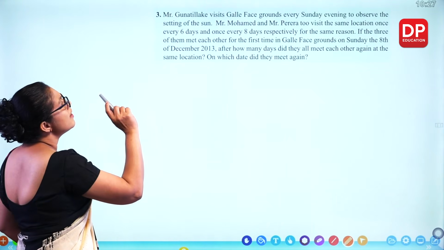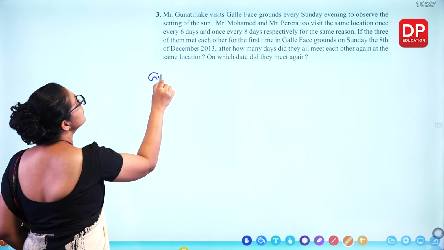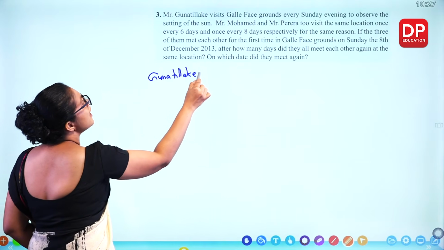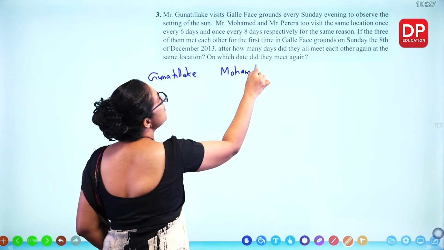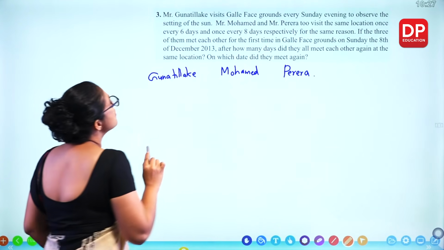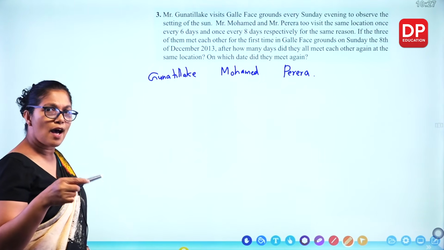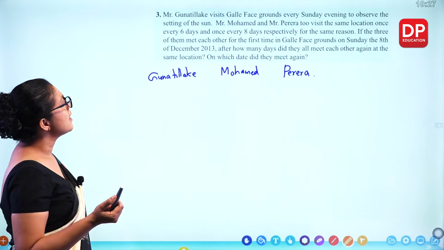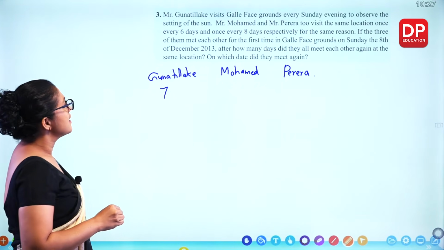So here there are 3 people. Mr. Gunathilaka, Mr. Mohammed and Mr. Perera. Mr. Gunathilaka visits Golf Face grounds every Sunday evening. So every Sunday means how many times? Once in 7 days. So here that means every 7th day.